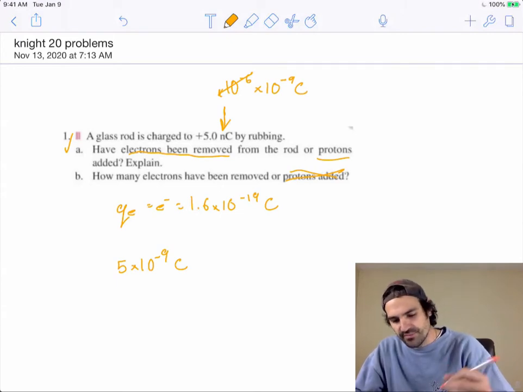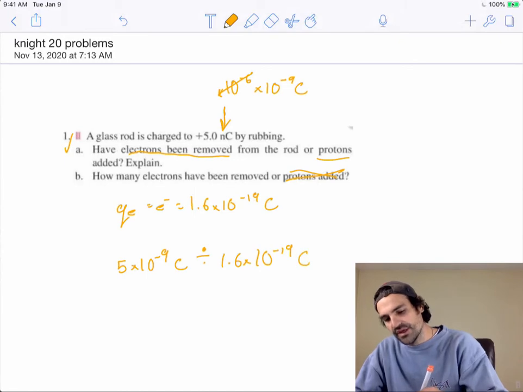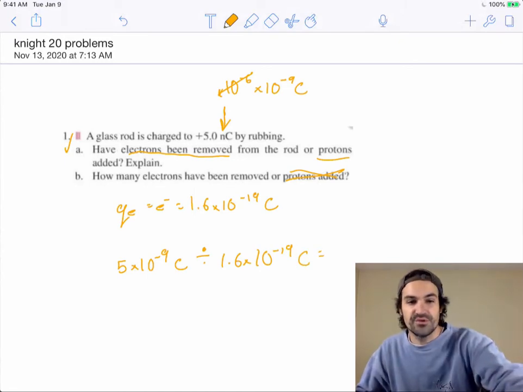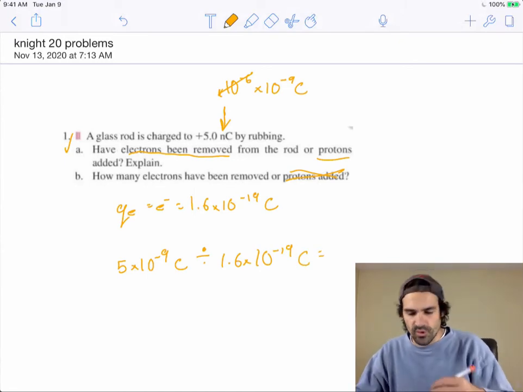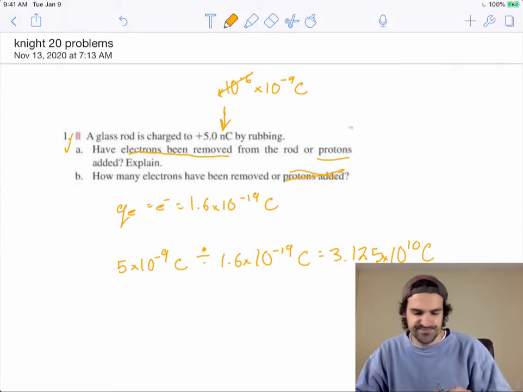And we're going to divide that by the charge of one electron, which is 1.6 times 10 to the negative 19th coulombs. And then when we plug that into a calculator, we should find 3.125 times 10 to the 10th electrons.